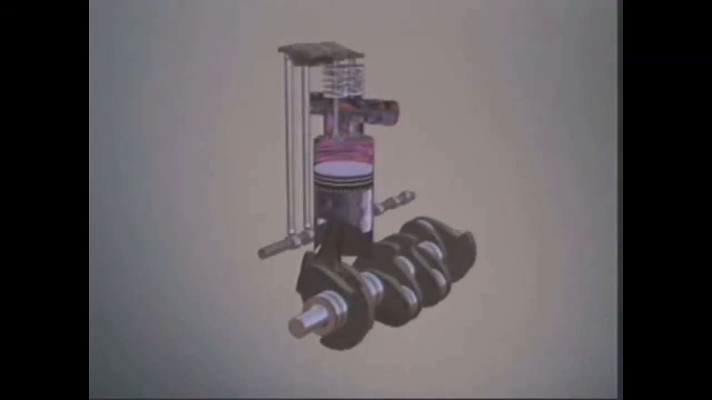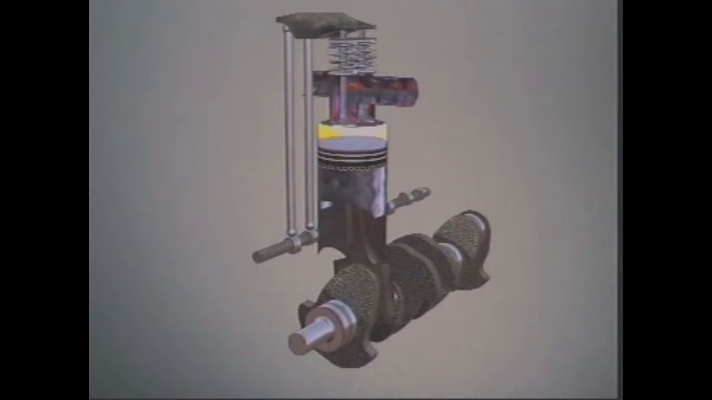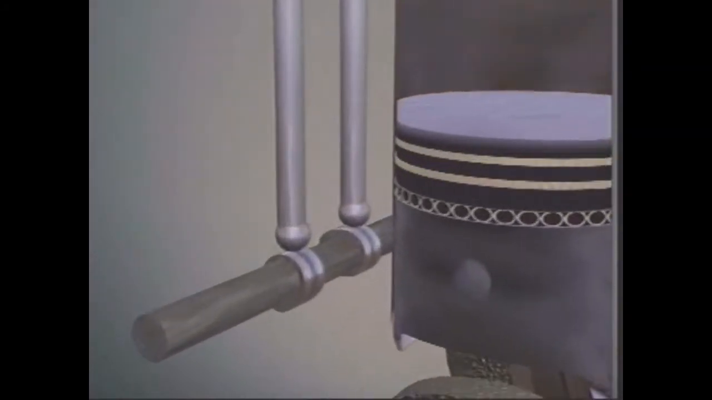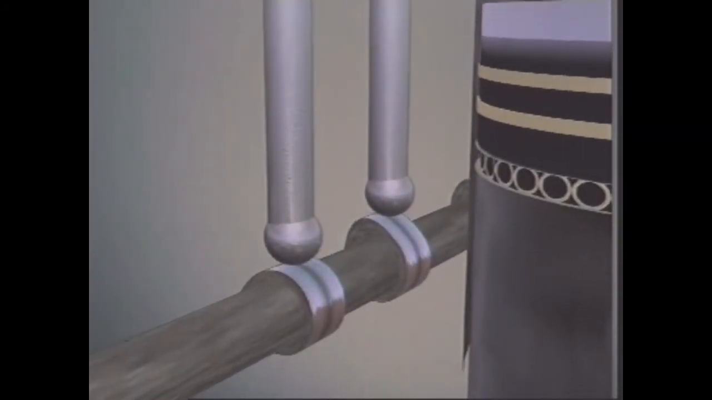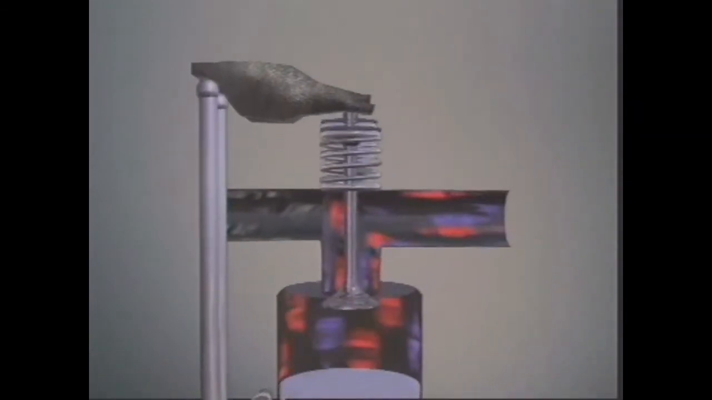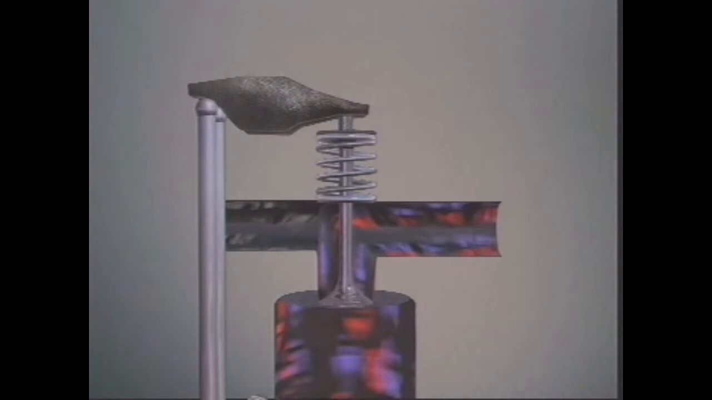A camshaft can also be mounted in the engine block near the crankshaft. As the camshaft rotates, motion is transferred through the push rod to the rocker arm. It pivots and opens the valve.